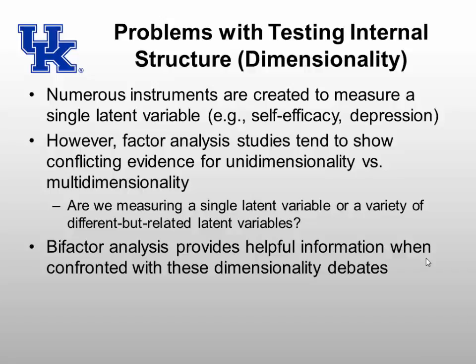You'll see this with the Rosenberg self-esteem scale, where we've been publishing for years. It's this way, it's this way. So the question is, are we measuring a single latent variable or a variety of different but related things? And bifactor analysis can help resolve these debates, which is why it's so useful.